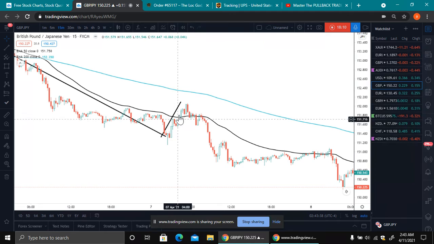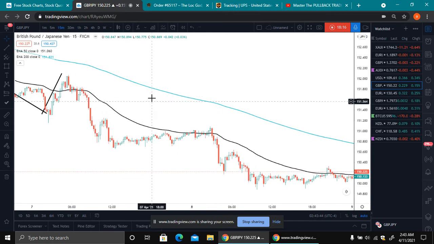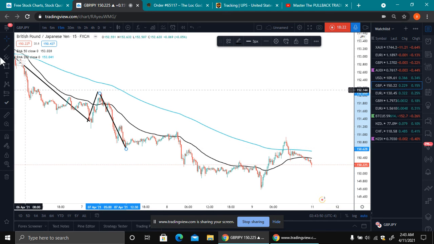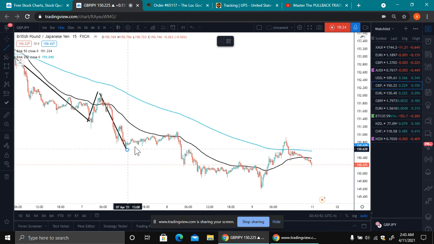I'm looking for 2 green candles. I did not get 2 green candles, so I'm not going to trade this with this strategy. So then I'm like, okay, I know I'm going to get another big move down. So I get this big move down. Price comes, and it touches right here.